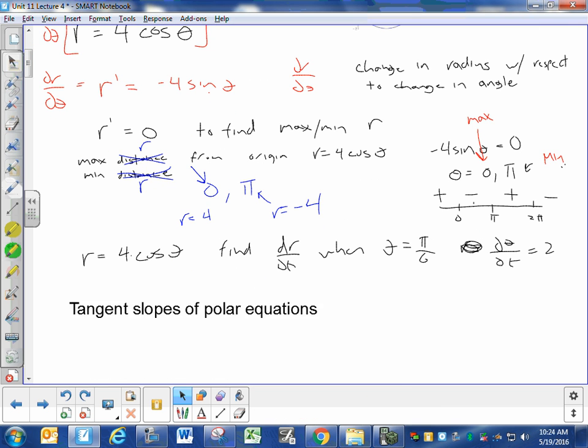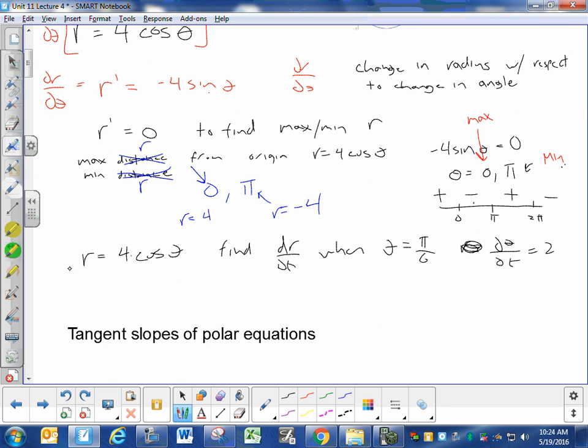Well, I can do that by taking the derivative with respect to t of r equals 4 cos theta. So this is like a related rates problem with polar. I would get dr/dt is equal to negative 4 sine theta d theta/dt. I'd plug in theta, which is pi over 6. Sine of pi over 6 is 1/2. So this would be negative 4 times 1/2, d theta/dt is 2. So this would be negative 4. That would be dr/dt.